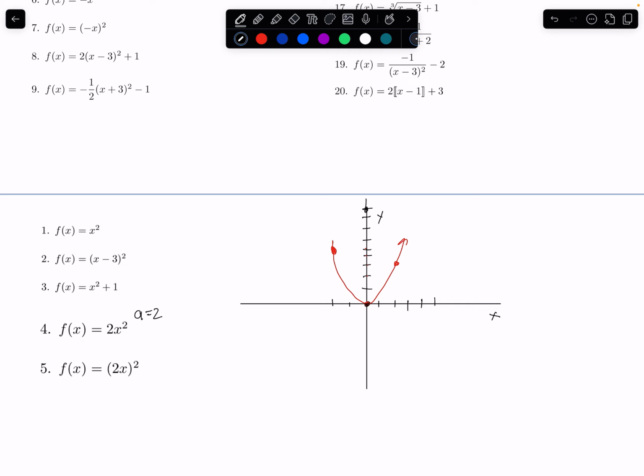Okay, so what does that do? Well, normally, you still start at the same spot. Normally, you go out 1 and up 1, right? Well, if you're stretching by 2, that means you're going to go out 1 and up 2. Double.